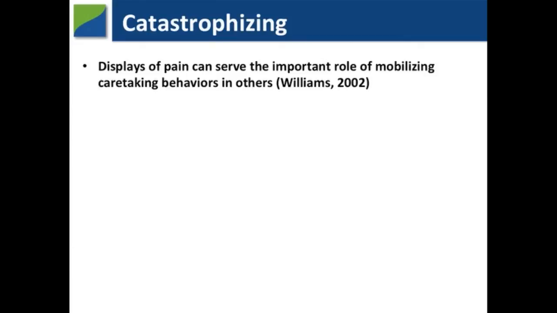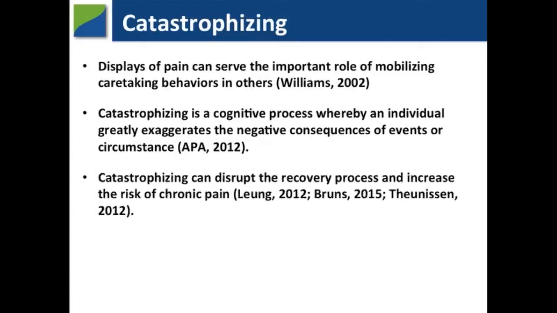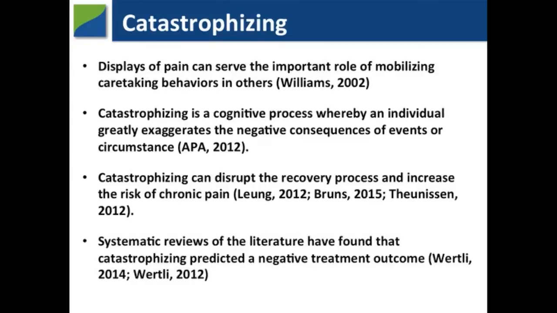But catastrophizing occurs when this gets out of control, and it's a cognitive process where an individual greatly exaggerates the negative consequences or circumstances in the attempt to get more help. Catastrophizing can disrupt the recovery process and increases the risk of chronic pain. Systematic reviews of the literature have found that catastrophizing predicts a negative treatment outcome, and so it's one of the risk factors used on rehab risk, for example.